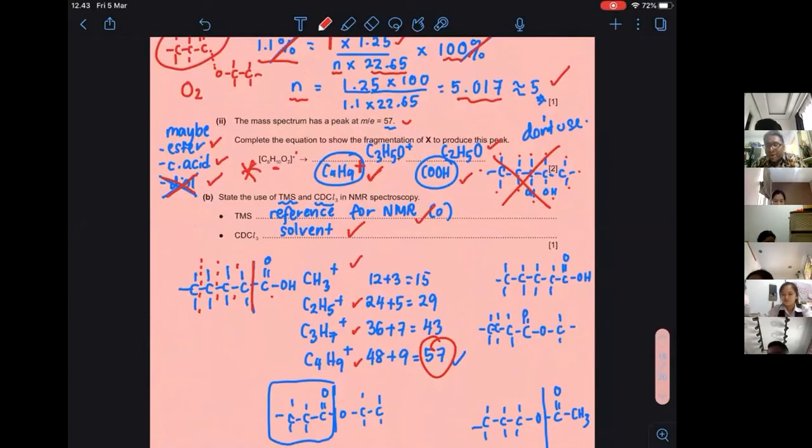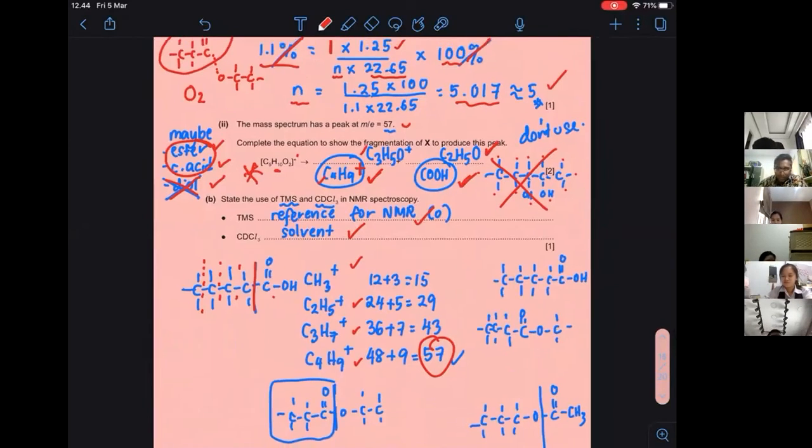That's why I say that you do not need to follow. No need to follow. You can have this in the form of ester. You can break this. But again, we predicted it might be ester or carboxylic acid. But this one, you see, is not even ester and not even carboxylic acid.